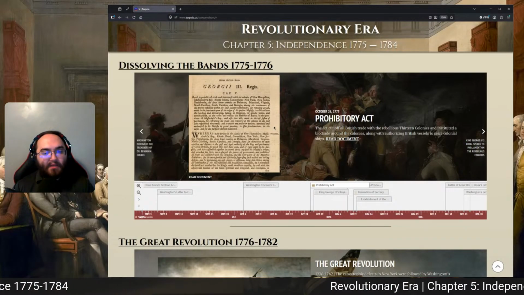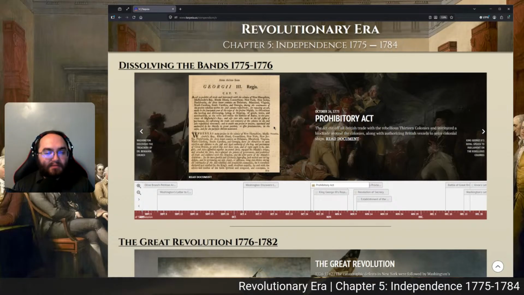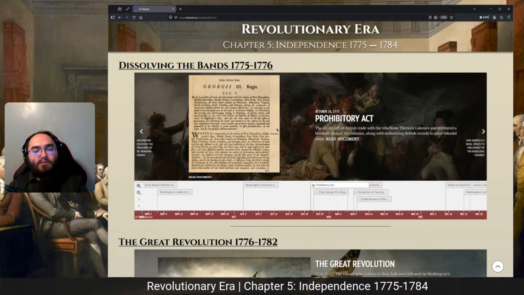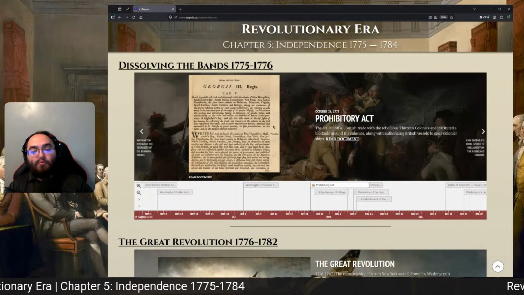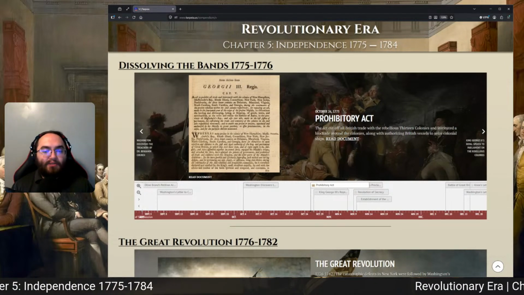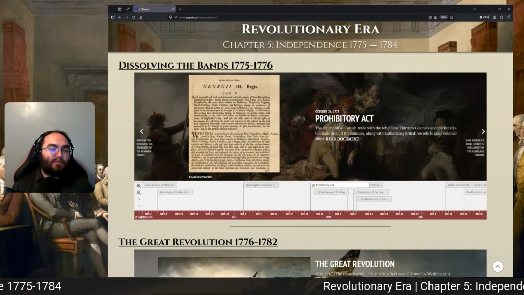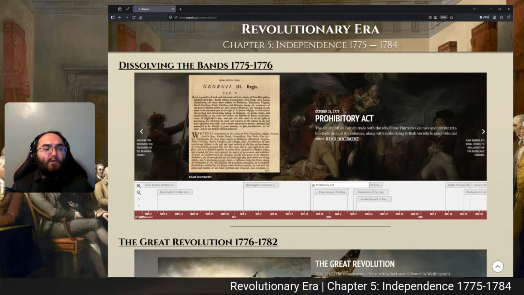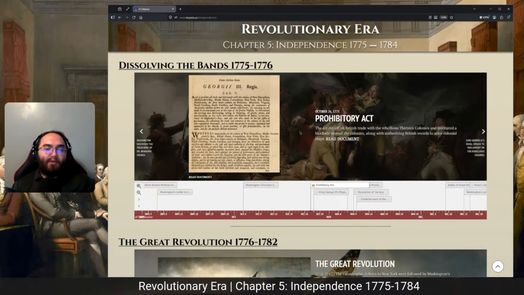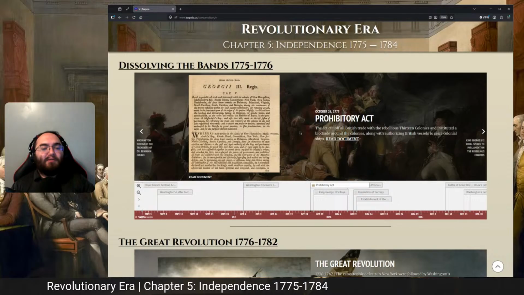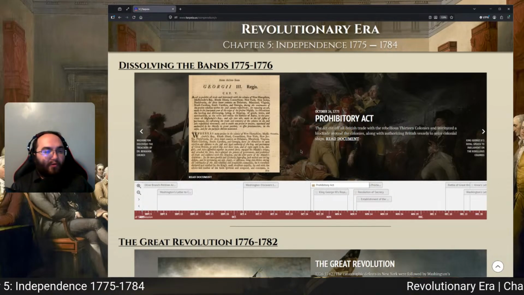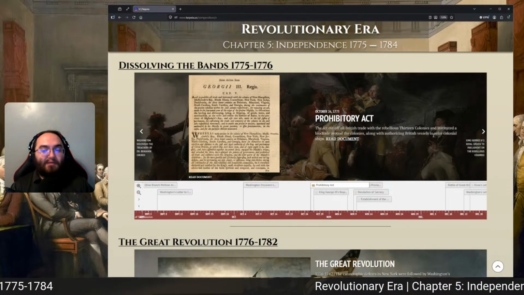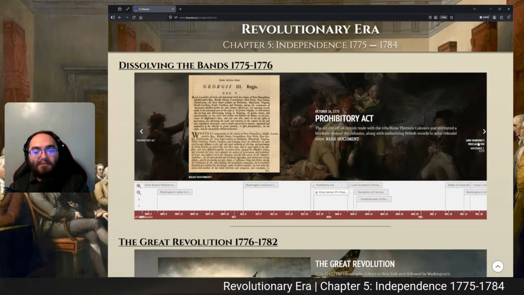Here's the Prohibitory Act passed by Parliament to cut all trade between Britain and the rebellious 13 colonies. Most of the acts before this point are restricting the colonies from trading with anyone else but Britain, and now Britain itself is cutting off all trade. So this is a full embargo on the United States, or the United Colonies.